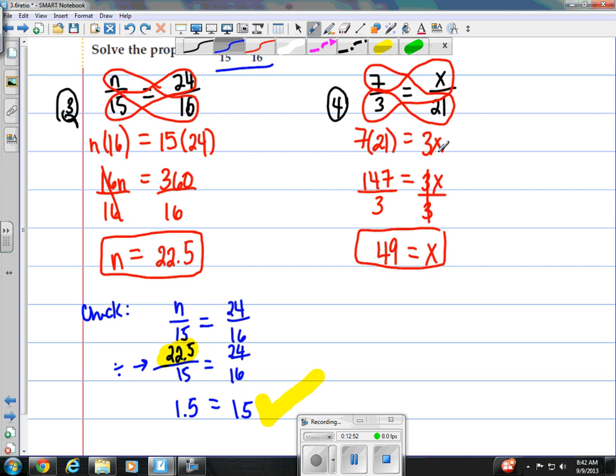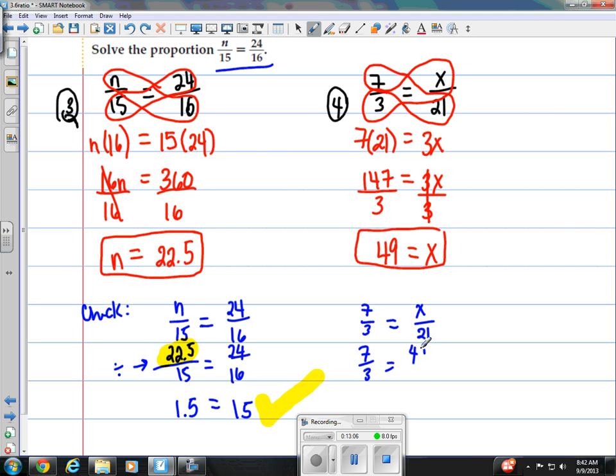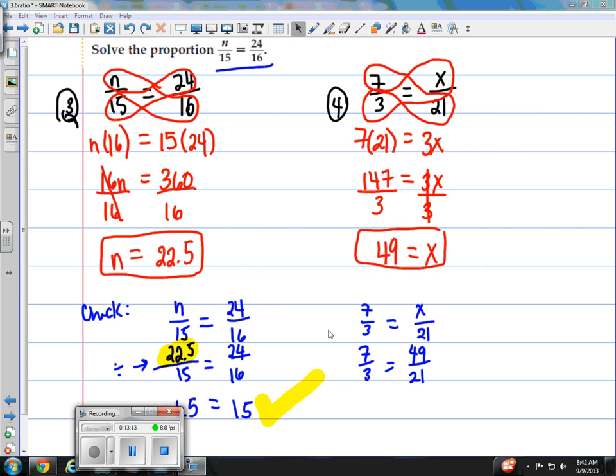Once again, let's do a quick check to make sure we did it correctly and got the correct answer. So 7 over 3 equals x over 21. 7 over 3 equals, x we said was 49, over 21. Now we just divide. So 7 divided by 3 is 2.3 repeating, equals 49 divided by 21 is also 2.3 repeating. So we're good. We check because both of our sides equal the same.